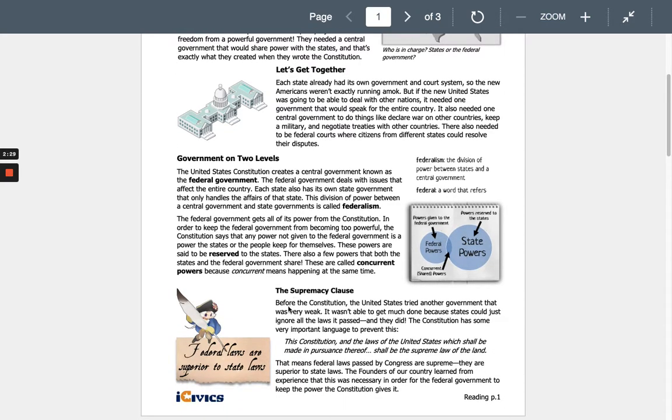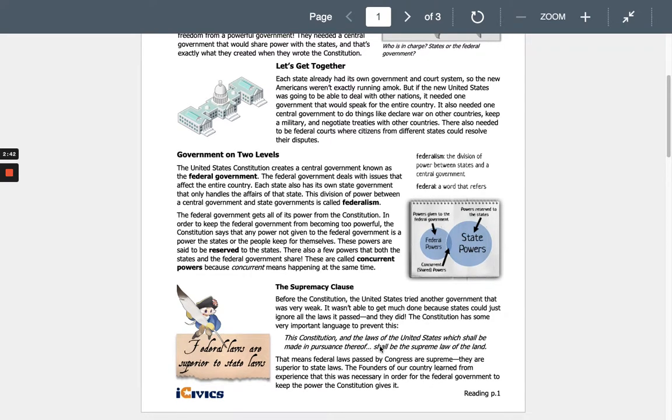The Supremacy Clause. Before the Constitution, the United States tried another government that was very weak. It wasn't able to get much done because states could just ignore all the laws it passed. And they did. The Constitution has some very important language to prevent this.